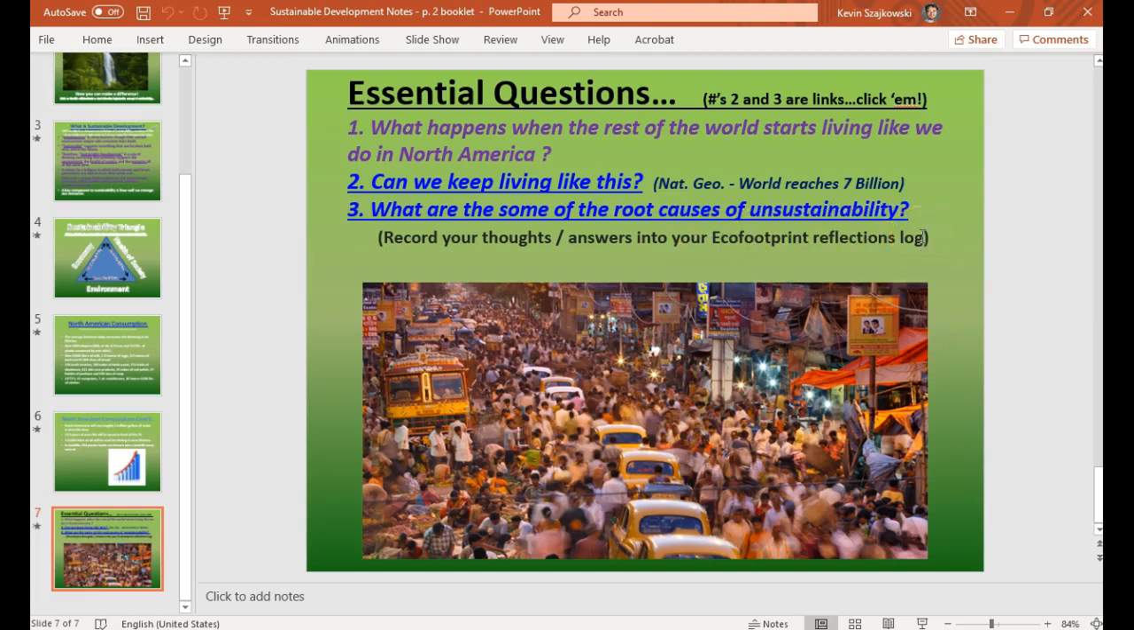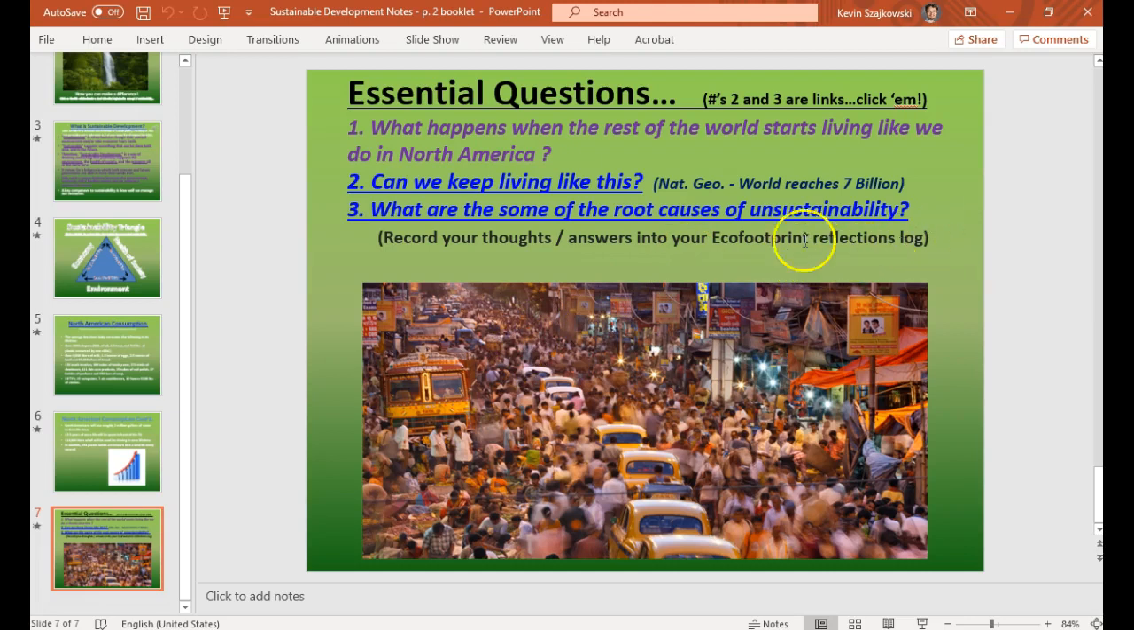A couple of people have asked me, well, where do you find that log, Mr. S? I'm going to remind everybody that this Eco Footprint Reflections log is a document that you were supposed to open in Word and start from scratch. Or you could have used the back of your waste questionnaire, if you picked up a paper copy at school before school shut down. That became another place that you could record your thoughts and ideas.